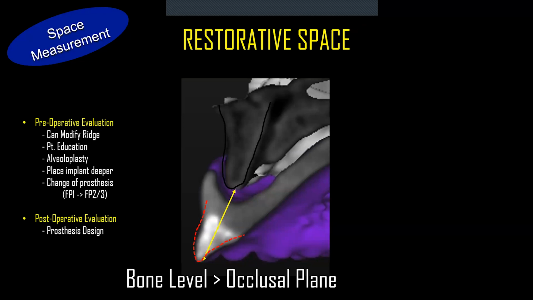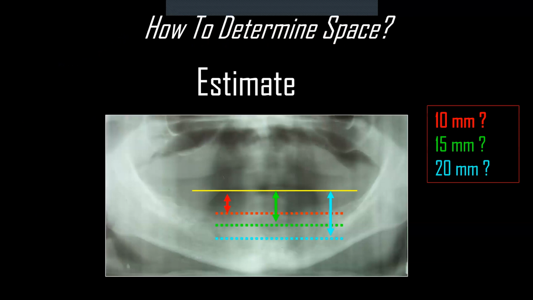So we're also able to place the implant deeper. In doing so, sometimes we're going to have to change our prosthesis. So in a little bit, we'll go through the different prosthetic classifications that we talk about. And then post-operatively is where we're going to have to change our design here. We'll go through the different classifications with that here.